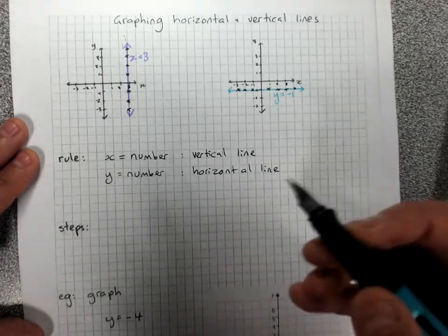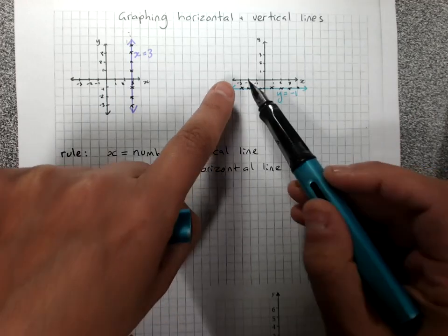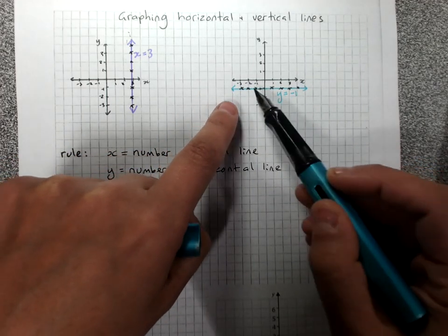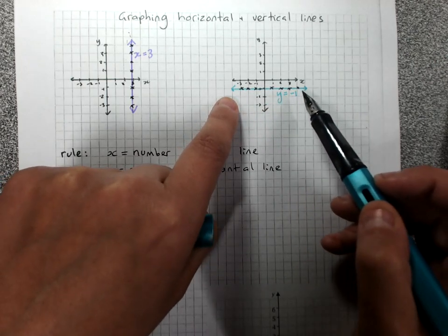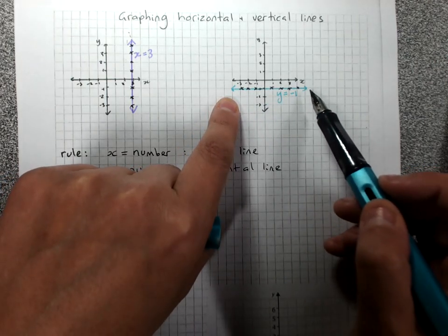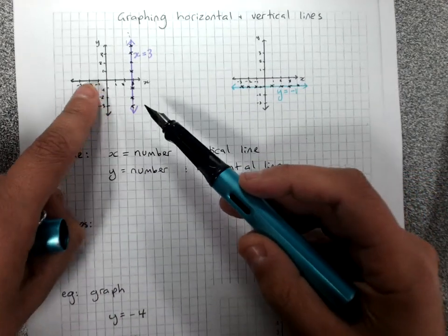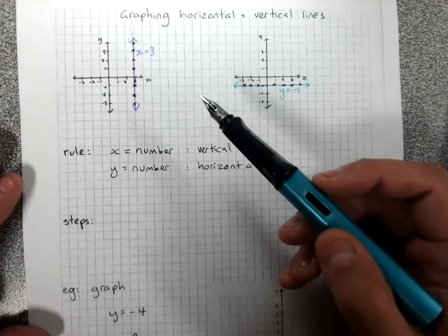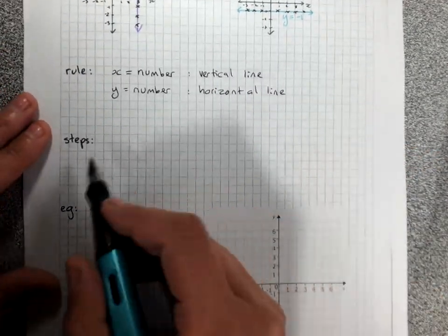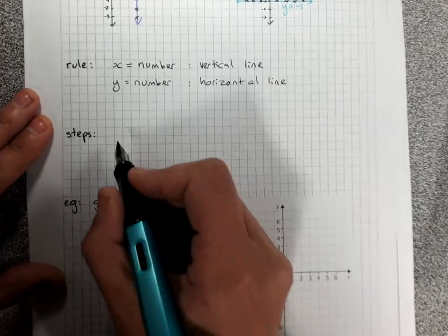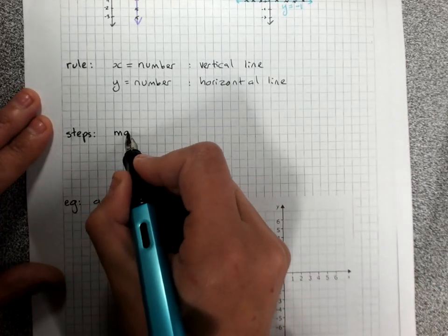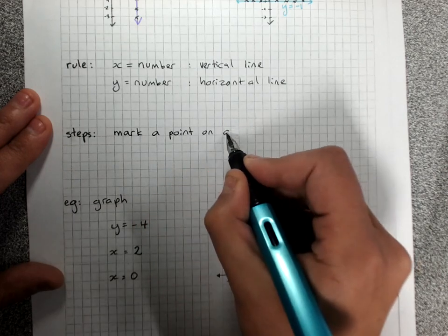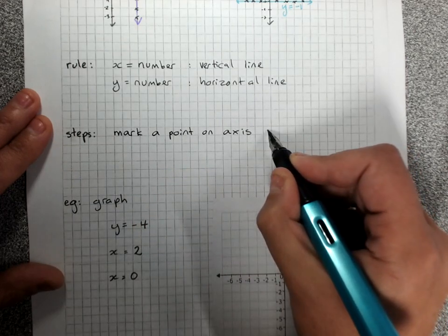And the thing that does confuse people a little bit is the x-axis is horizontal, but a y line is horizontal. It feels like it should be the other way around, but it's not. The x-axis is horizontal, but an x-line is vertical. Now our steps when they ask us to graph these: mark a point on the axis based on the rule.